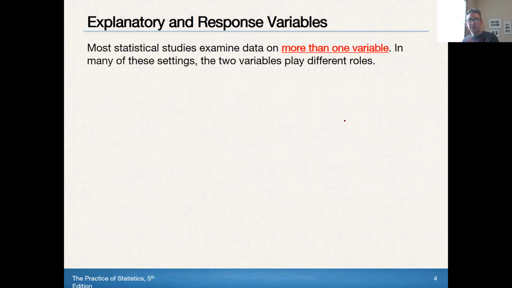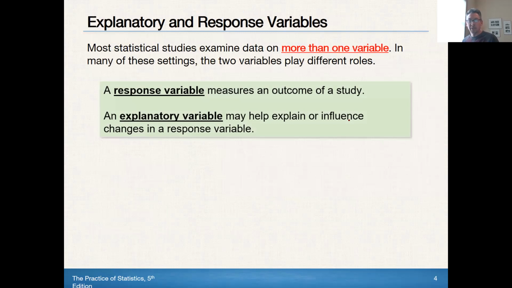So one of the things we need to look at too is, what are the two variables? We always want to be able to identify the two types of variables that are at play on a scatter plot. And those two types have names to them. One of them is called a response variable. That's the one that measures the outcome of the study. The other variable is called an explanatory variable. The explanatory variable helps to explain what's going on in that response variable.